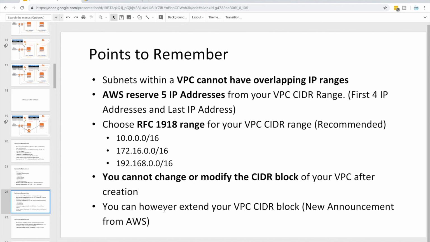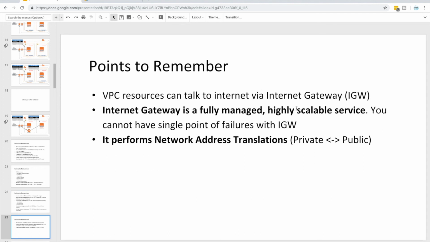However, recently AWS announced that VPC CIDR blocks can be extended. You can have up to 5 secondary CIDR blocks associated with your VPC. We talked about the Internet Gateway, and it is a fully managed, highly scalable service, and it does network address translations as well. Alright, I think that is what I want to cover in this video.